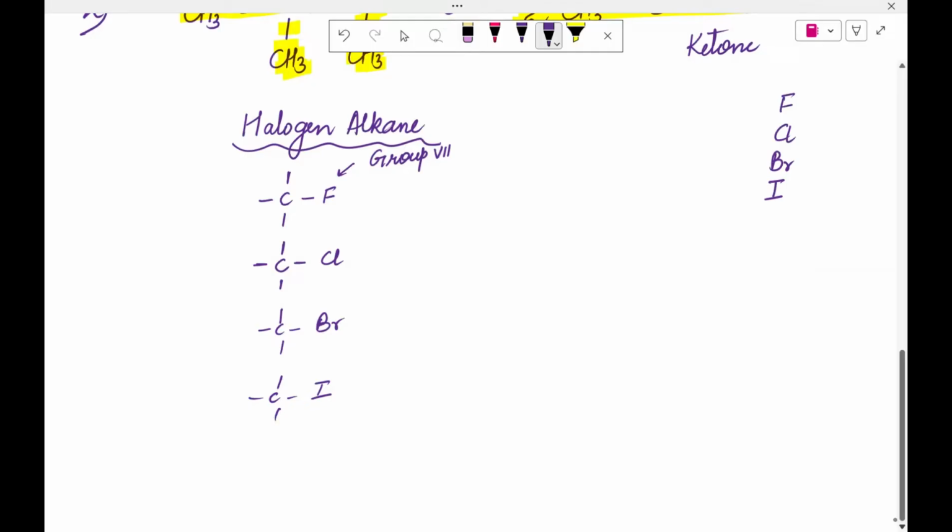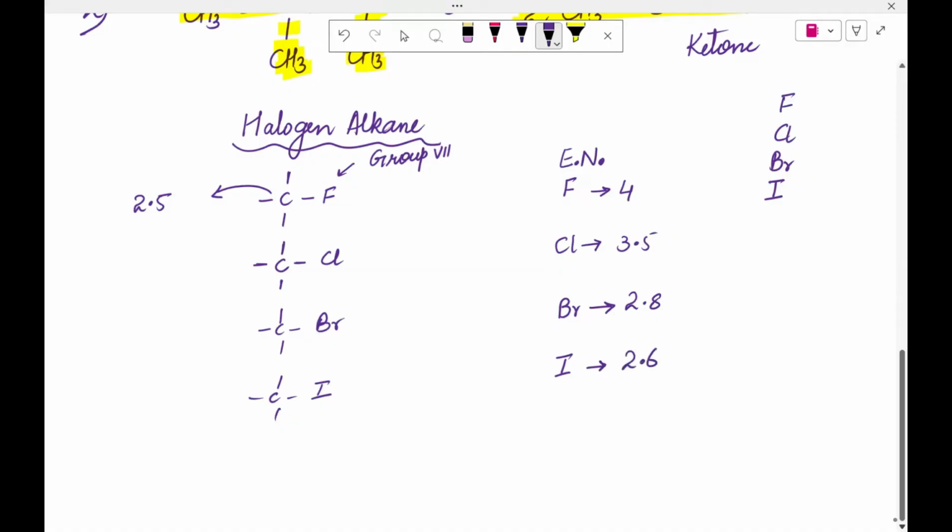So let's first discuss their electronegativities as well. The electronegativity values are like this. Carbon has an electronegativity of 2.5, while the electronegativity of fluorine is 4, chlorine is 3.5, bromine is 2.8, and iodine is 2.6.